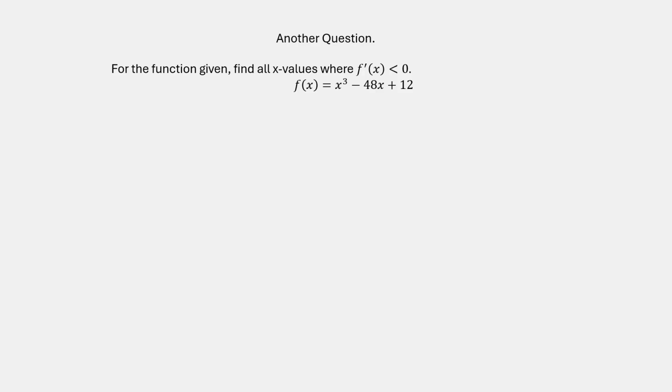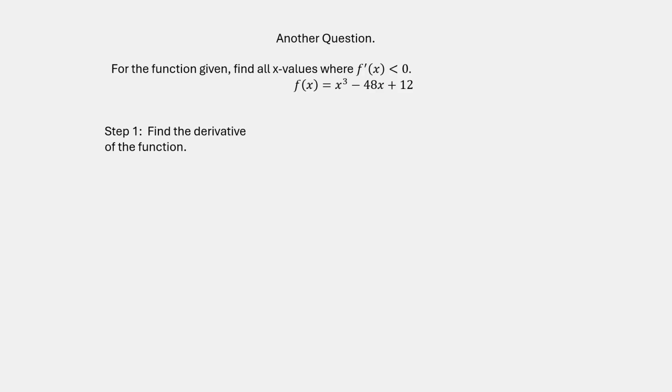For the function given, find all x values where f prime of x is less than 0. So this time, it's a little different from the previous one. This wants to know where we get negative answers. So let's go through the steps. If you want to do this before I do, feel free to pause the video, work it out, and then come back.